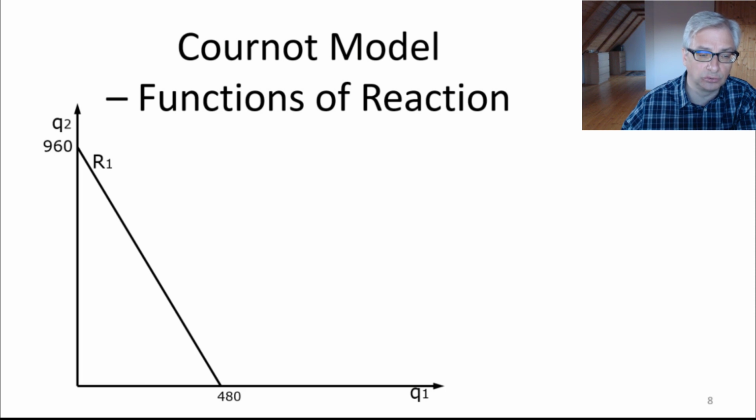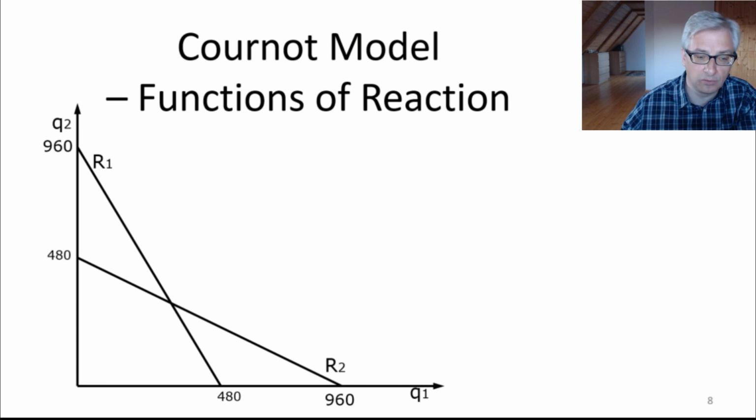If Q2 is 0, then Q1 would be 480. This is precisely what we had in the previous graph. The second one doesn't produce anything, the first one would produce 480. The reaction of the second one in our case is precisely the same, because these are two the same businesses without any differences in costs, remember. So it's 480 here as well, right? So that's where we start.